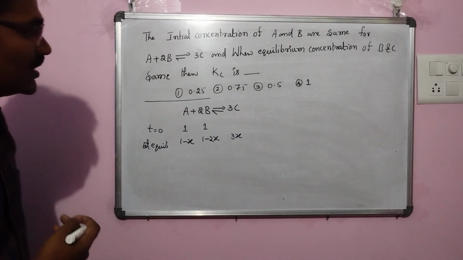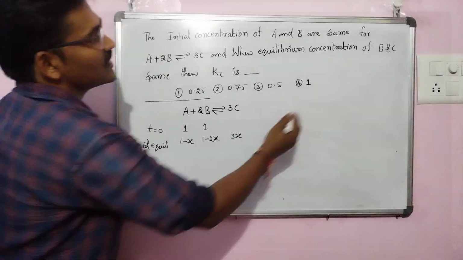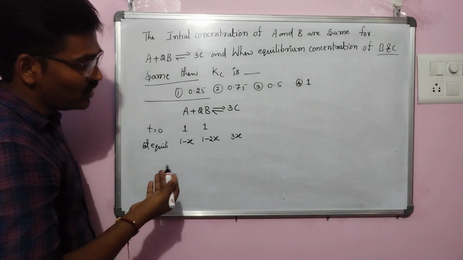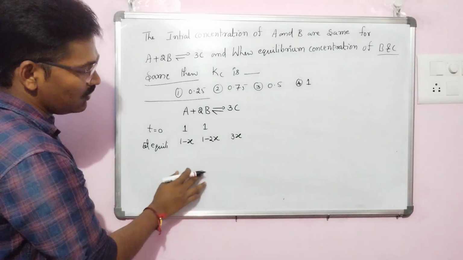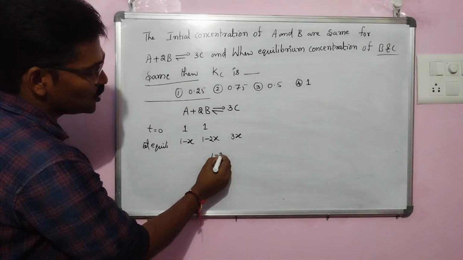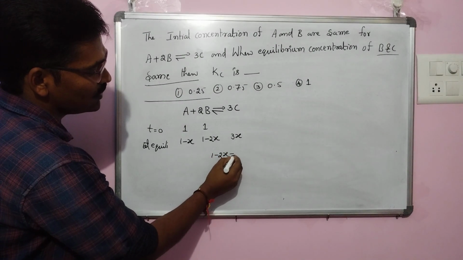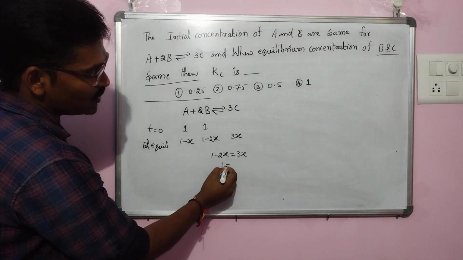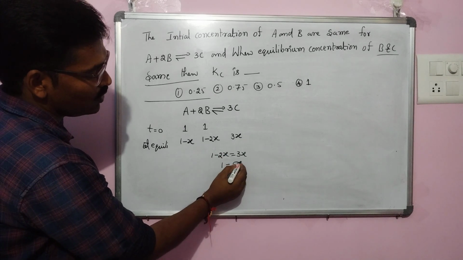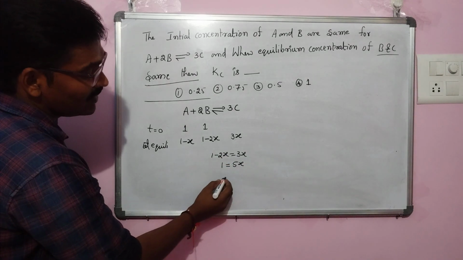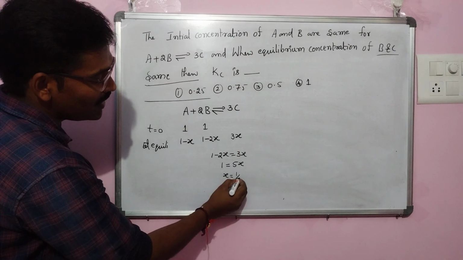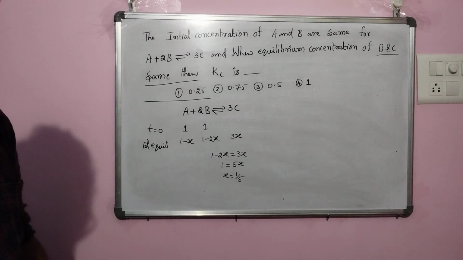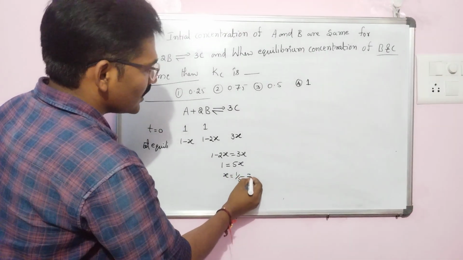Now they told that the B and C concentrations are the same. So we can equate B and C: 1 minus 2x equals 3x. So 2x goes to that side, 1 equals 5x. Then x equals 1 by 5. So x equals 1 by 5, nothing but 0.2, you can get.